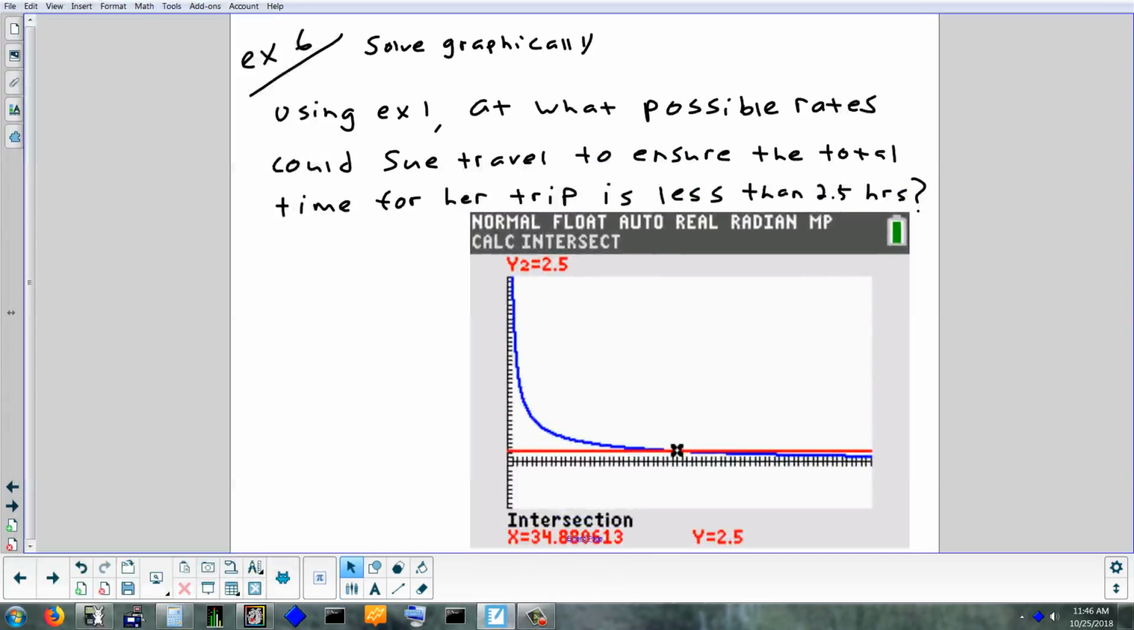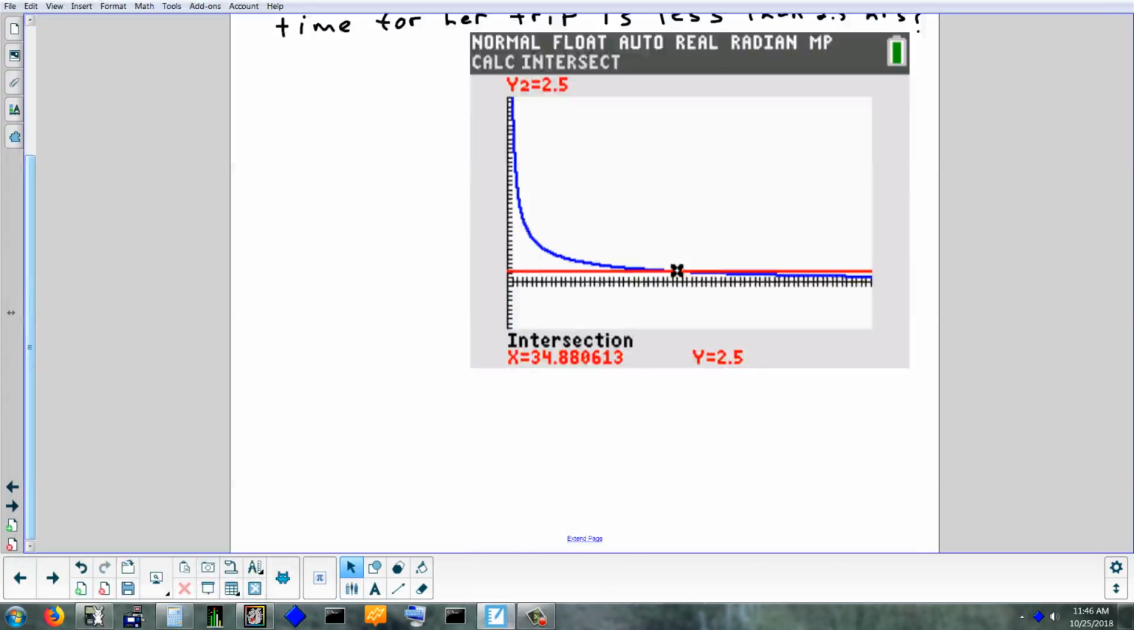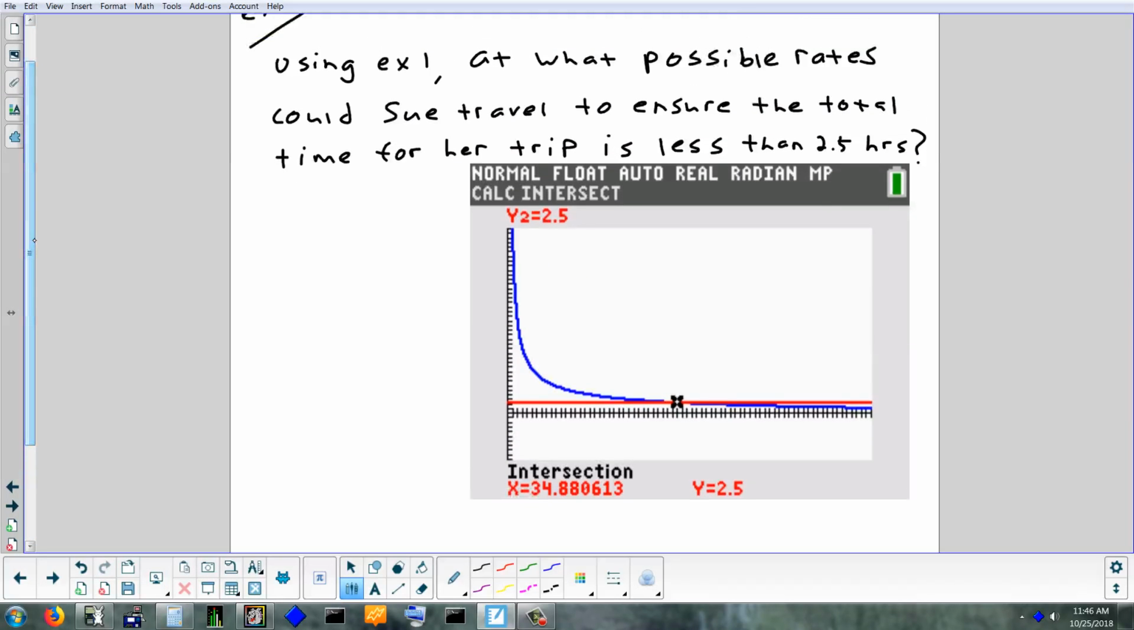So, okay, now what would I do? It's like anything that's greater than. Yeah, anything that's greater than. Can it be equal to 34.88? No, if it was equal to 34.88, she would complete the trip in exactly 2.5 hours. So this is strictly less than. So at what possible rates?